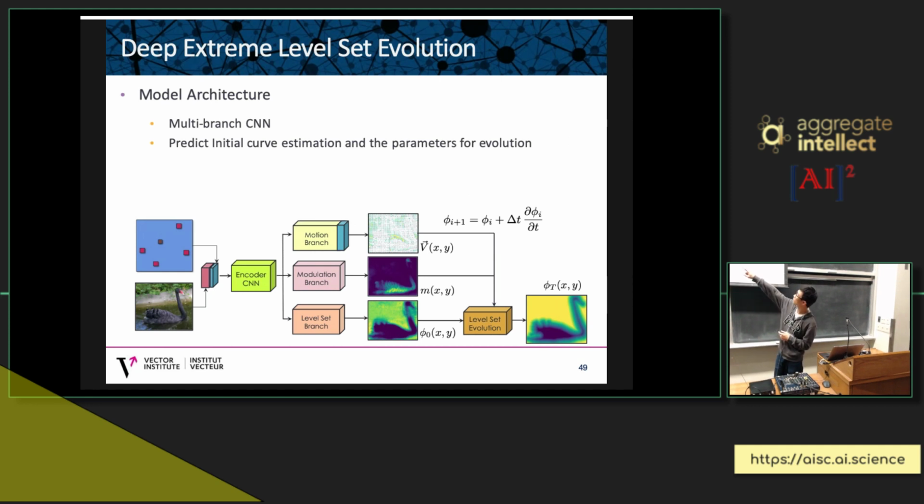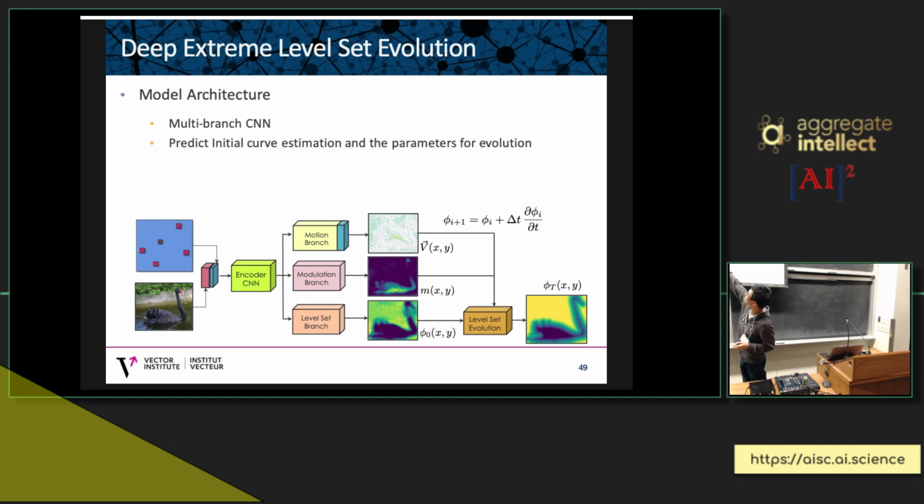We first have a level set branch to have an initial estimation. For previous traditional work, in active contour and level set methods, this would require a human to draw an initial curve, right? But with a deep neural network, we can first predict the initial contour estimation, but that will be really rough, right? So we can use the level set energy to iteratively refine it, right?